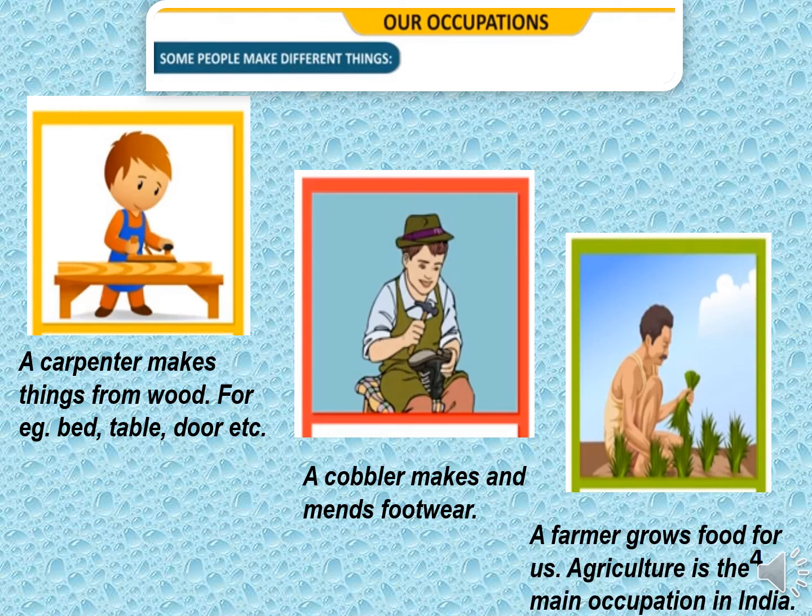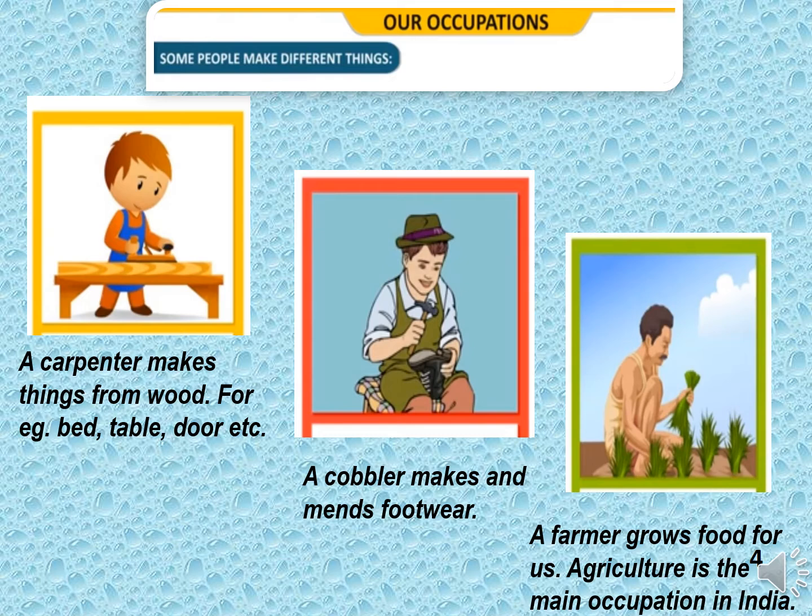Let us learn first about people who make things. So, two students, can you identify the first picture? Who's he? Yes, he is a carpenter. A carpenter makes things from wood. For example, bed, table, door, etc. Second picture is of a man who is mending shoes. So, do you know who's he? Yes, he is a cobbler. A cobbler makes and mends footwear.